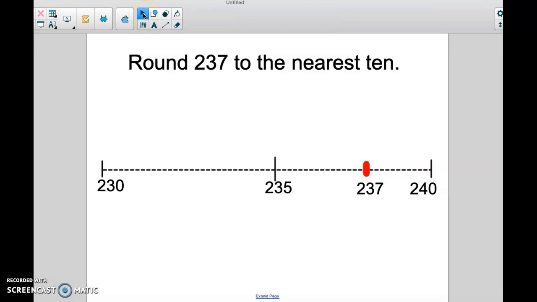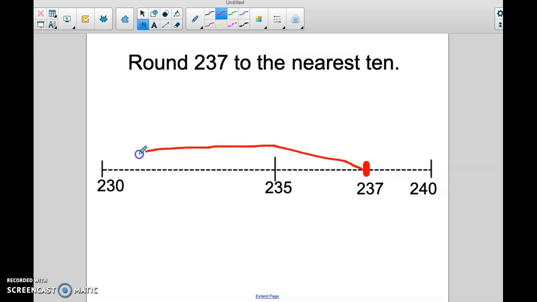Once you've plotted the number that we need to round, that is when you're going to start drawing your mountains, starting from the number that we have to round, 237. So 237, making a mountain to 230, and making a mountain to 240. Which is the smallest mountain? It should be easy for them to identify that 237 rounds to 240.